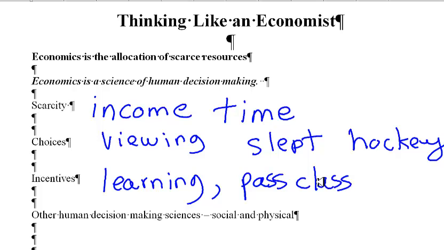Economics is not the only discipline that studies human decision-making. Many disciplines do, such as sociology, psychology, religious studies, even hard sciences such as chemistry and physics. You can look at human decision-making in those contexts. But how economics differs from those other disciplines is this scarcity, choices, and incentives. And most of the problems we view will be viewed in light of those three things.